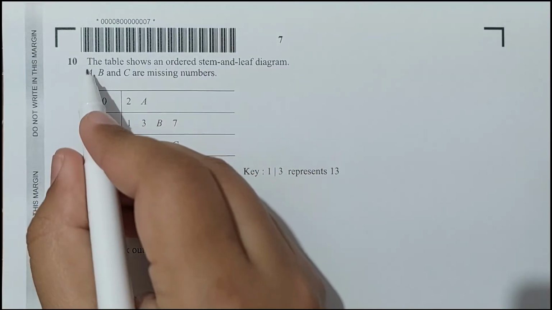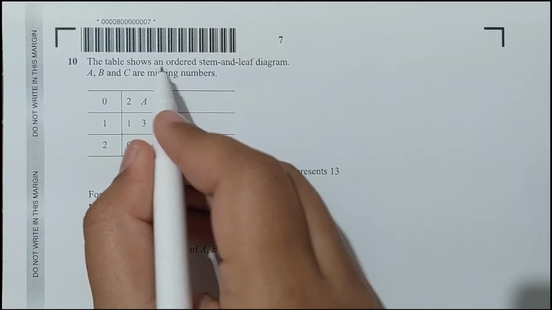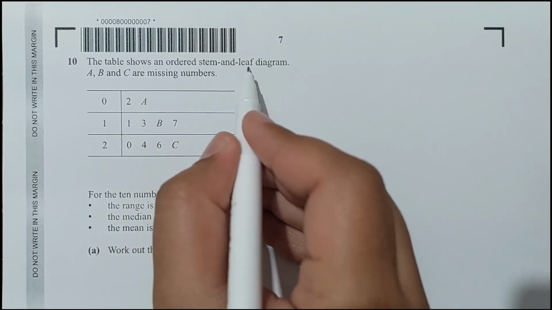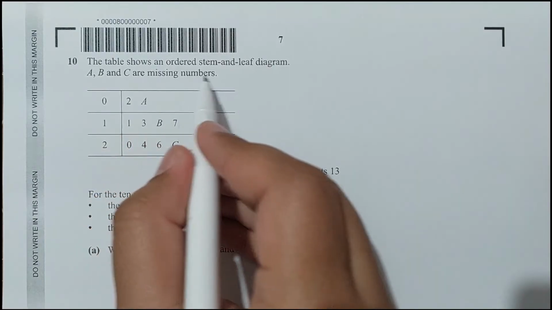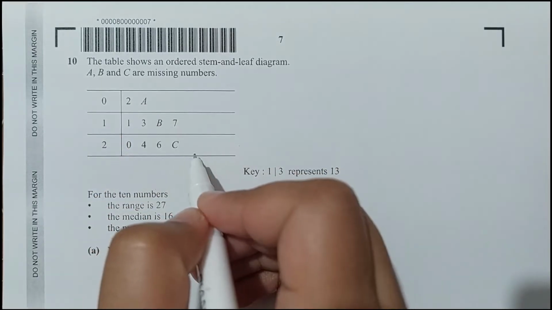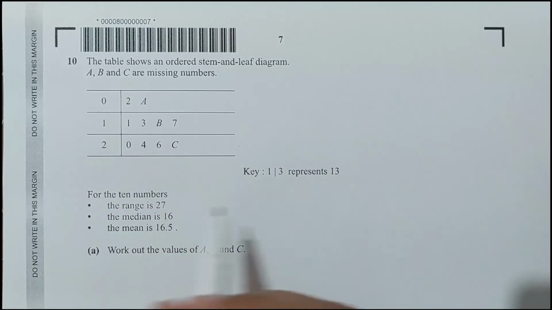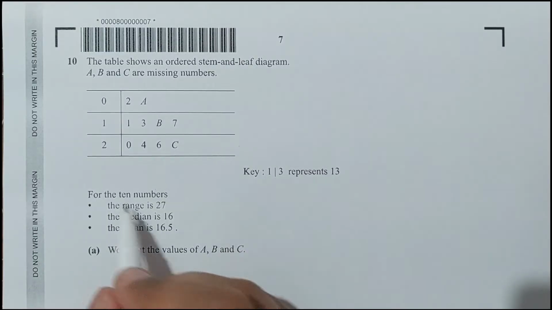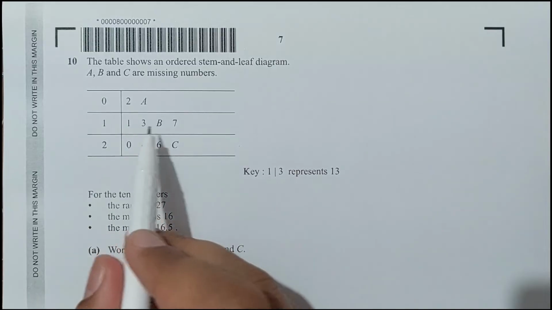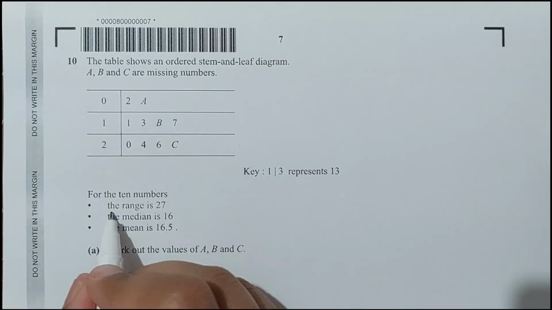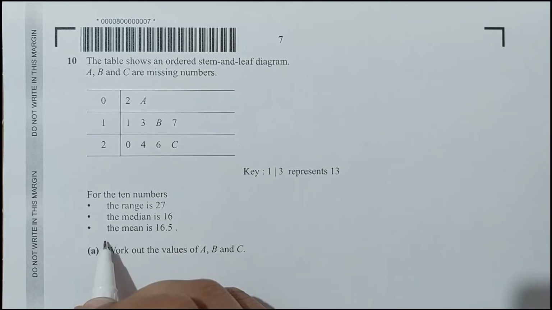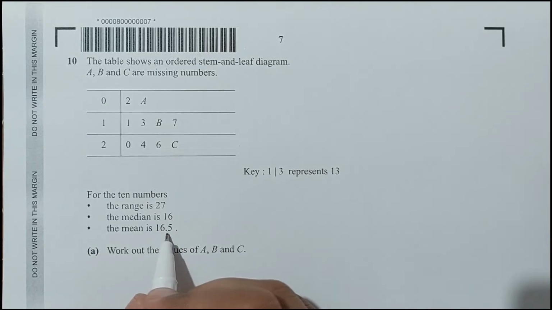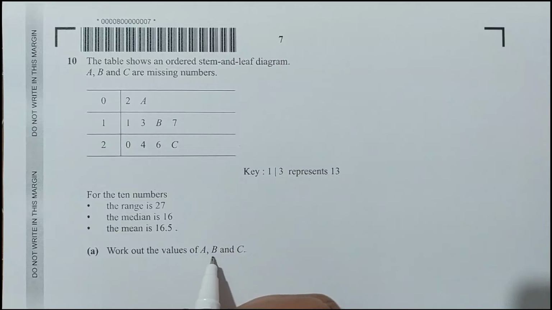Question number 10. The table shows an ordered stem and leaf diagram. A, B and C are missing numbers. Okay, this is ordered. Key: 1 and 3 represents 13. For the 10 numbers, the range is 27. Okay, the median is 16, the mean is 16.5. Work out the value of A, B and C.